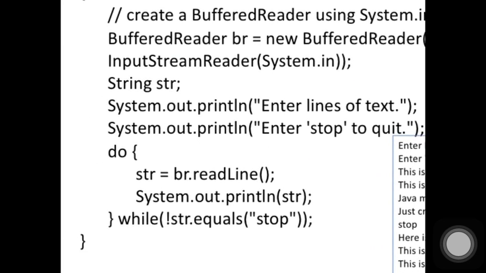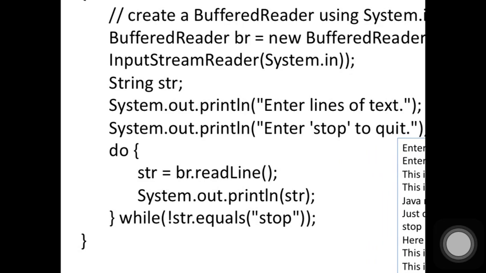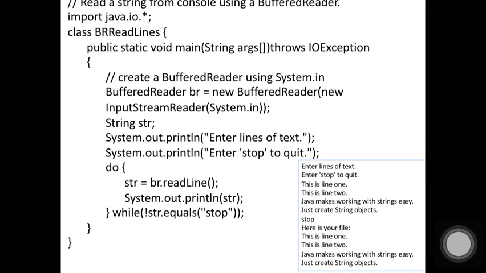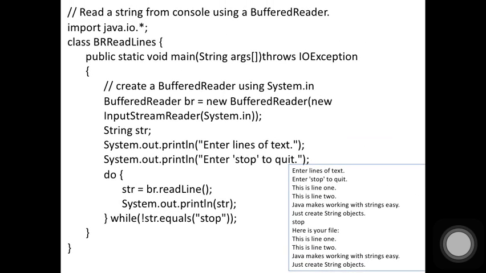Whenever it becomes stop, you are checking the condition here, not str.equals("stop"). In the String class we have an equals method, so equals compares str with stop. When both are equal, it simply stops the iteration. This is the simple output for this. So whenever you want to read a character, we use the br.read method. Whenever you want to read a line of information, we use br.readLine.